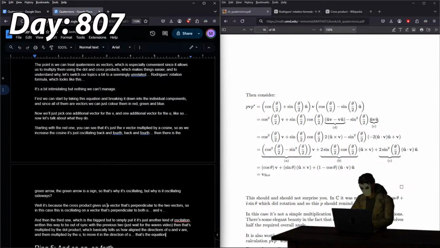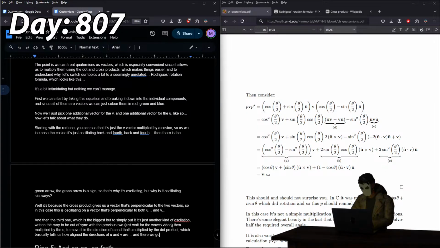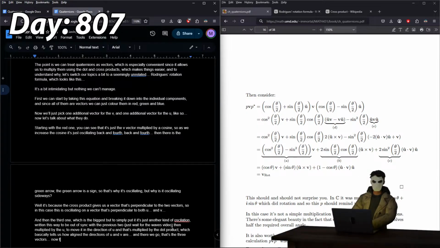Equation. Actually, because that's multiplied by the U to move it in the direction of U. And that's multiplied by the dot product, which there's the R. Vectors. Now to combine them.